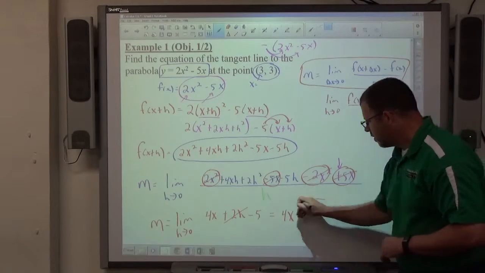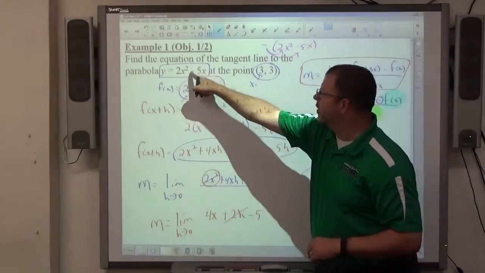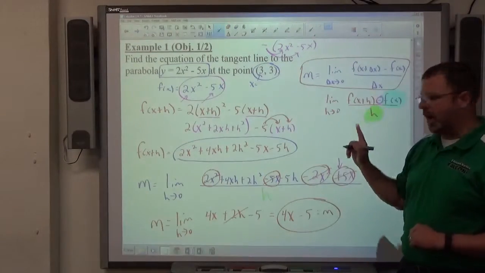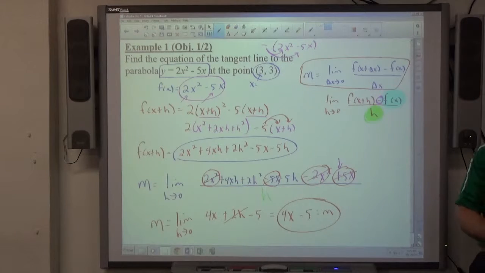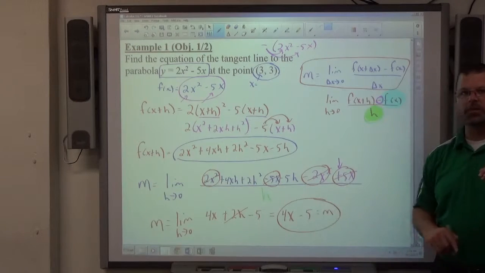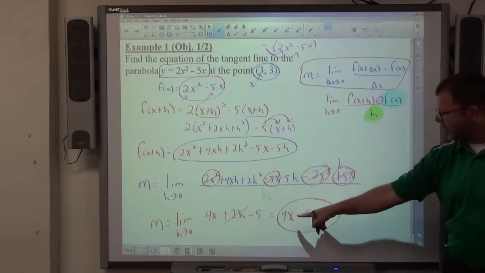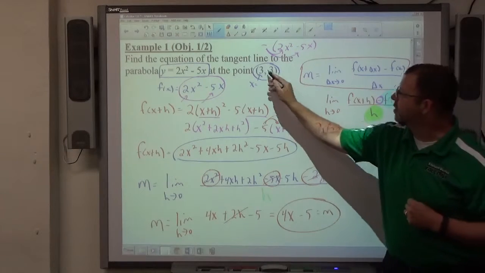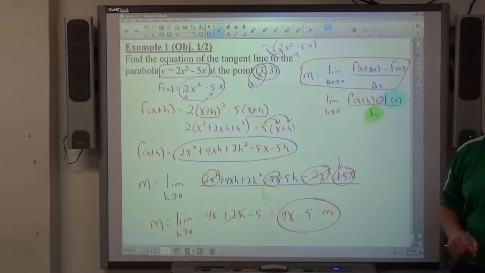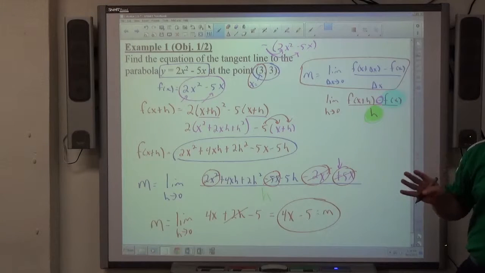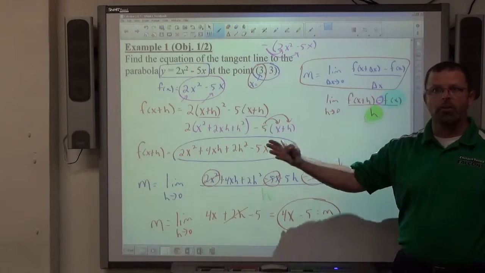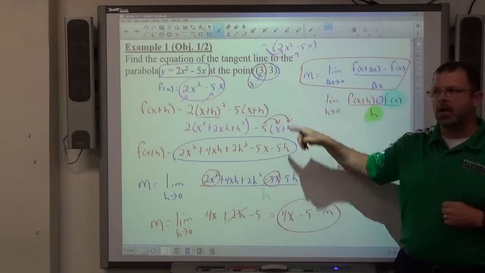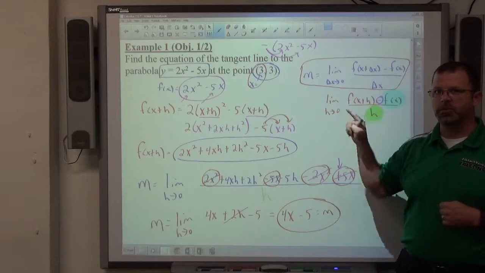formula. The slope of this equation at any value x is 4x minus 5. So if x is 0, the slope is negative 5. If x is 1, the slope is negative 1. If x is 2, the slope is 3. If x is 3, the slope is 7. Notice x is 3, right? So again, that's the power of this process. Instead of getting an answer, we're getting all the answers. Any point they give me now, I've got a slope formula for this specific problem.